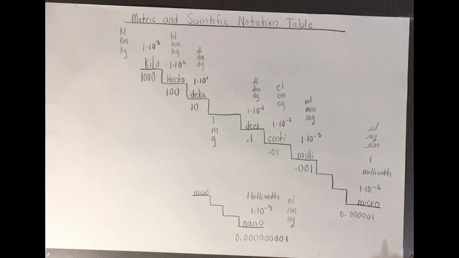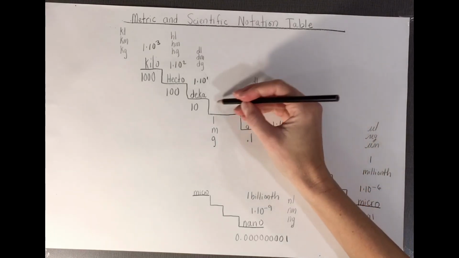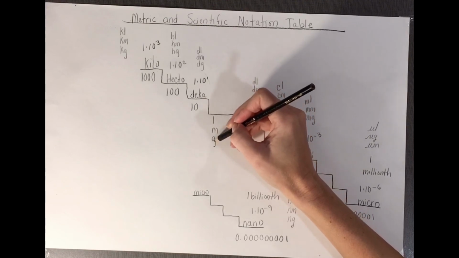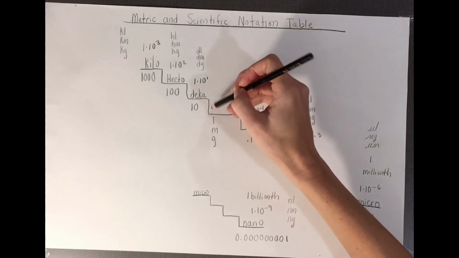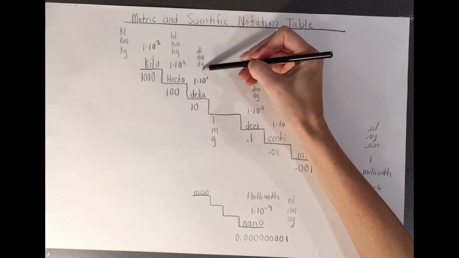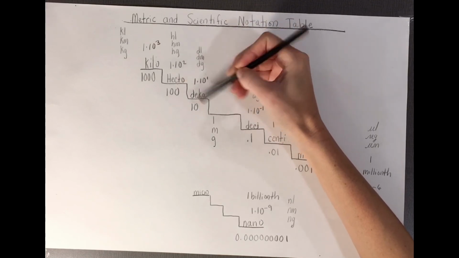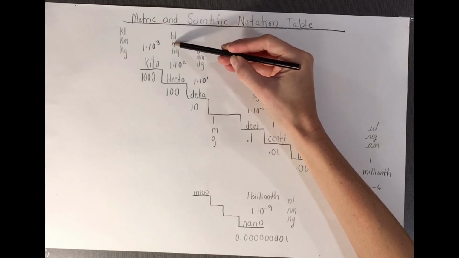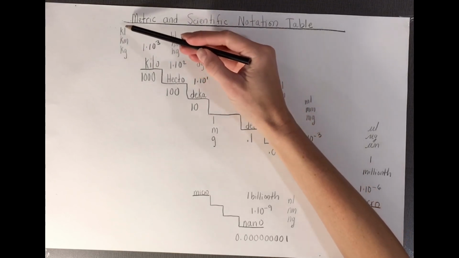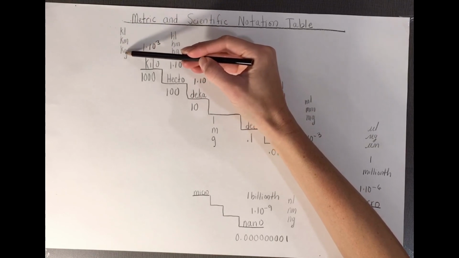The last part of our metric and scientific notation table includes the units. Here at our base, our step 4, we have the meter, liter, and gram. 10 times the deca, we have the decaliter, decameter, and decagram. 100 times the hectoliter, hectometer, and hectogram. And 1,000 times the kiloliter, kilometer, and kilogram.